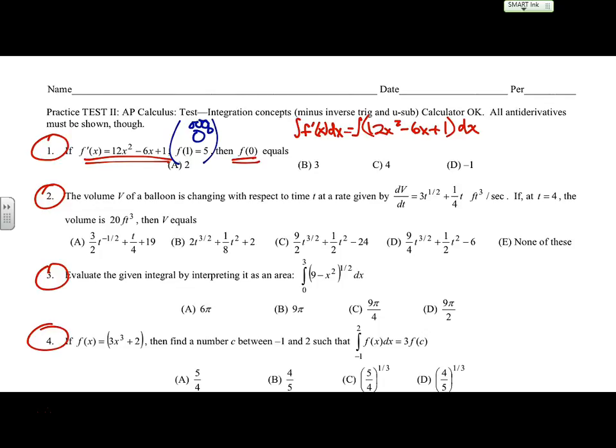If we integrate f prime, what do we get back to? Yeah, just y or f of x. Hopefully you already know how to antiderive. Just skip the steps for me. What's the antiderivative of 12x squared?